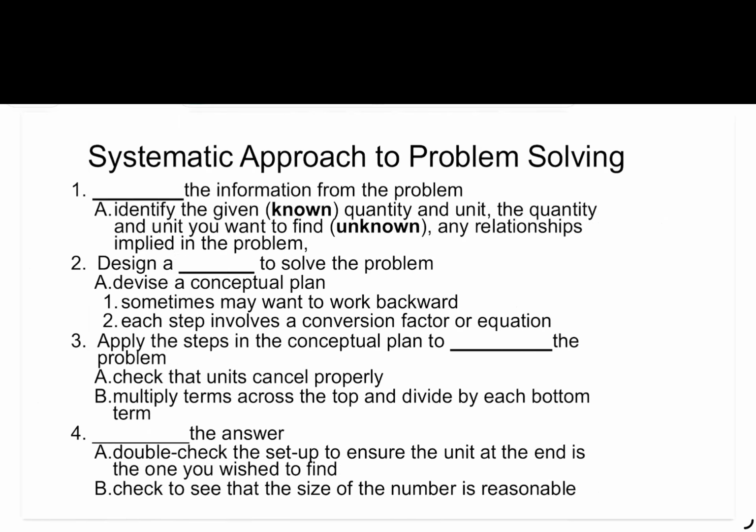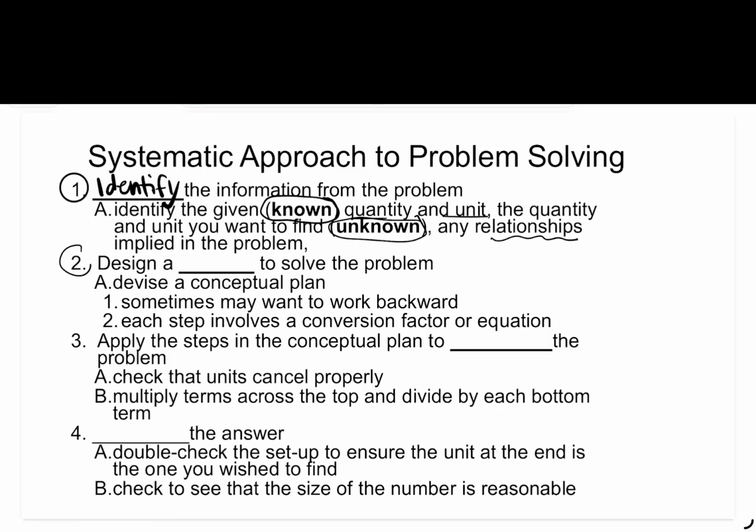There is a systematic approach to problem solving. And this is it on this slide. It's very full of words. I'm going to go through these steps one by one. Step number 1 is to identify information from the problem. That is what's given or known. We want to know the quantity and the unit. So we always have units. What is unknown? Any relationships, and this is going to be things that are implied in the problem or maybe things that you have memorized.